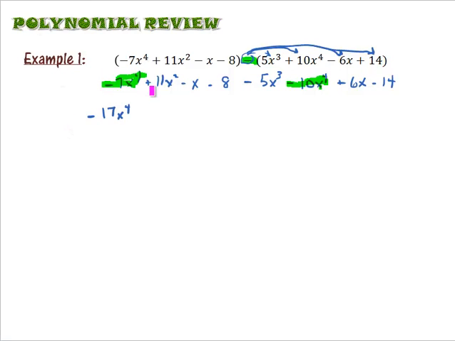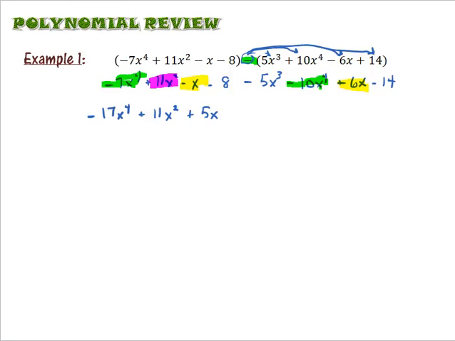Alright, my second one is I have an x to the second. Do I have any x to the seconds to go with it? There are no other x to the seconds, so I'll just write it as plus 11x to the second. My next one, I'm going to do this negative x, and 6x goes with negative x. So I'm going to add those together, and negative x plus 6x would make positive 5x. That's negative 1x plus 6x makes positive 5x.